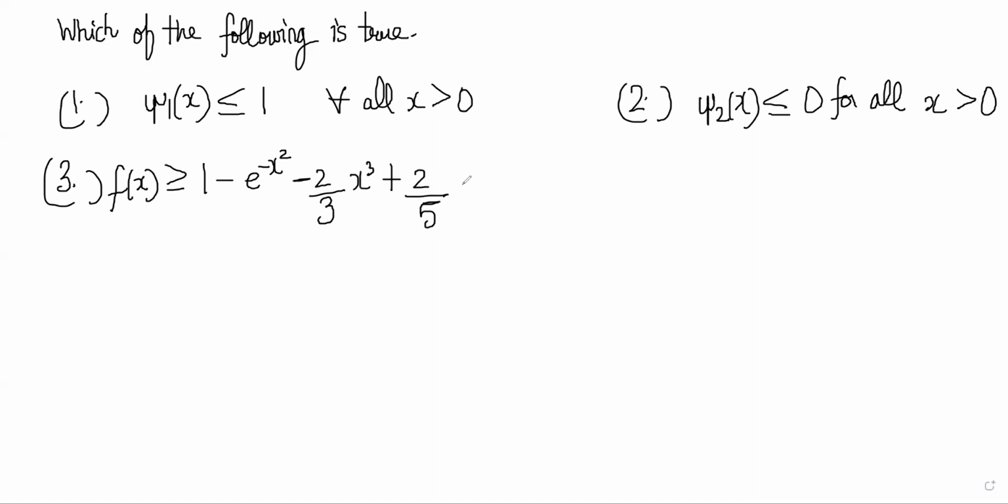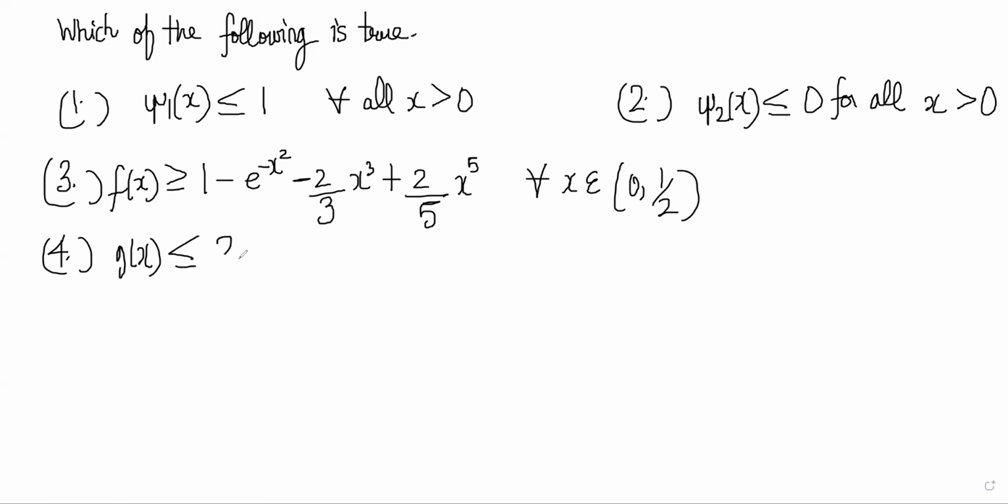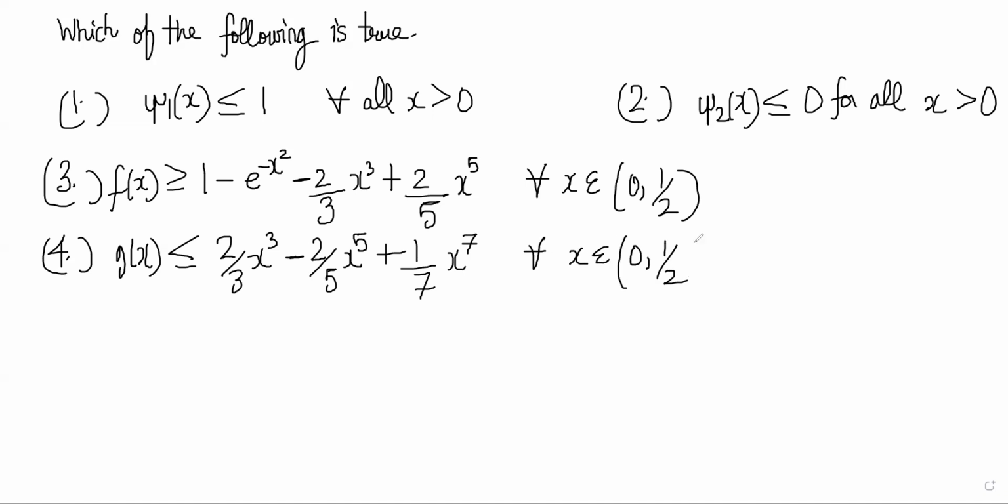plus 2 by 5 x power 5 for all x belonging to 0 to half. And finally, the fourth option is g of x is less than or equal to 2 by 3 x cube minus 2 by 5 x power 5 plus 1 by 7 x power 7 for all x belonging to 0 to half.